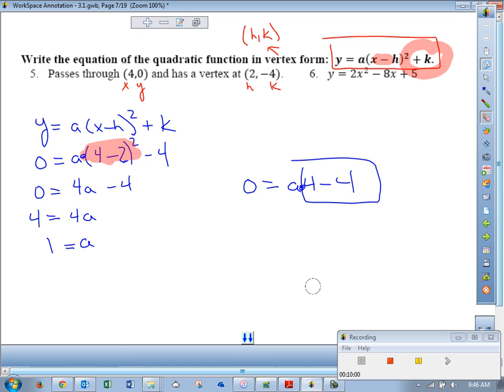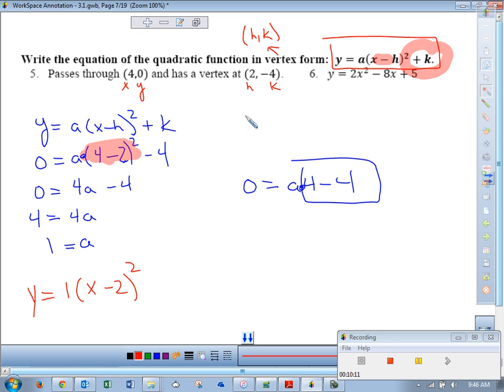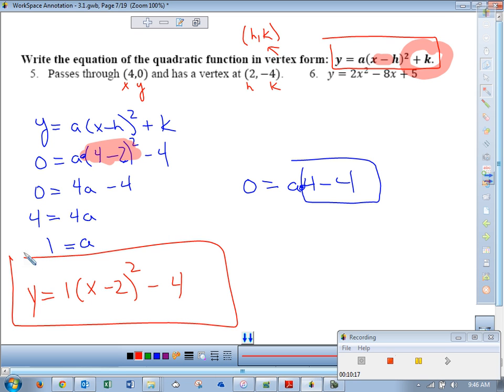So, boom, boom, boom, boom, boom, substitute back in. Y equals, A was 1, times the quantity of x minus the h value of your vertex, which is 2, minus 4, because that's your k value. This is the equation of that parabola in vertex form. Good with that? Yes? Cool.